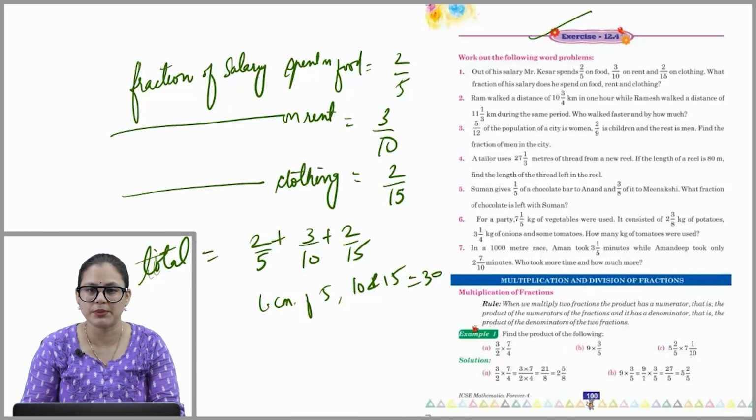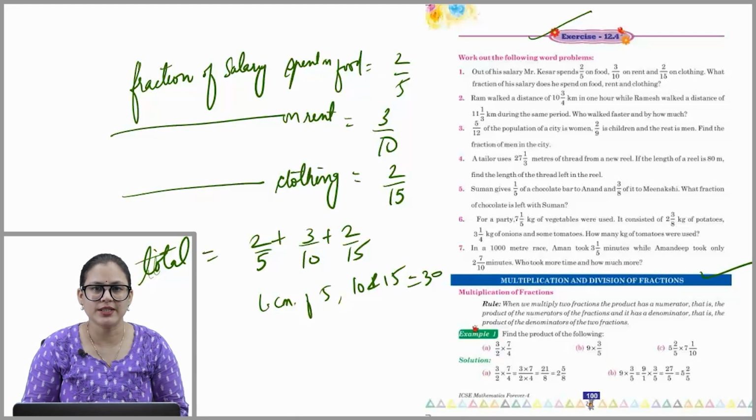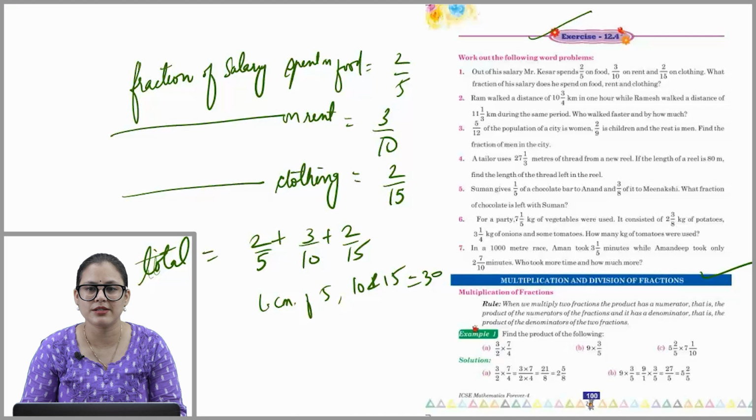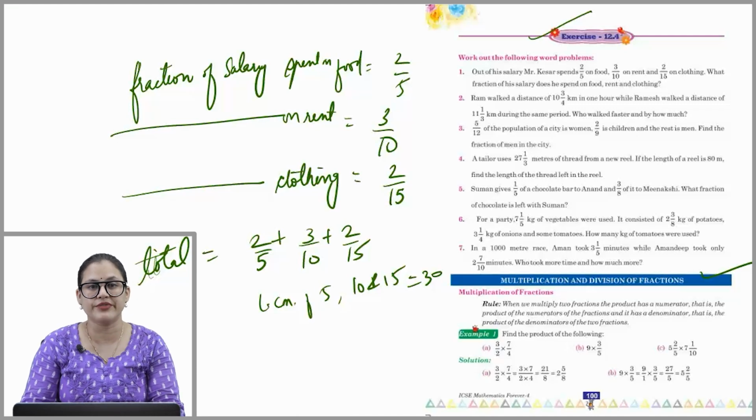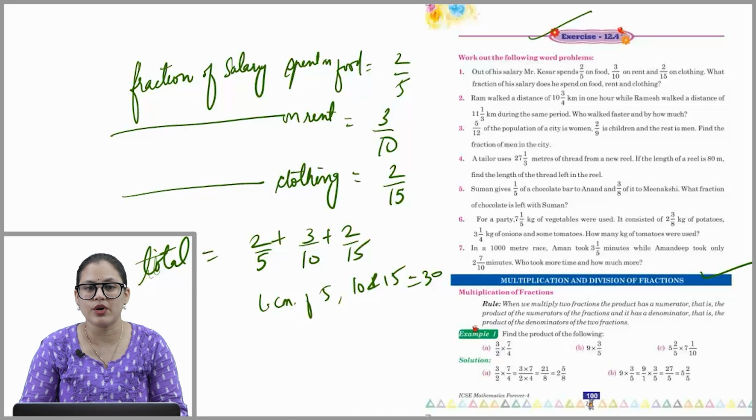Next topic is multiplication and division of fractions. Multiplication of fractions. Rule: when we multiply two fractions, the product has a numerator that is the product of the numerators of the fractions, and it has a denominator that is the product of the denominators of the two fractions. Example 1, find the product of the following.